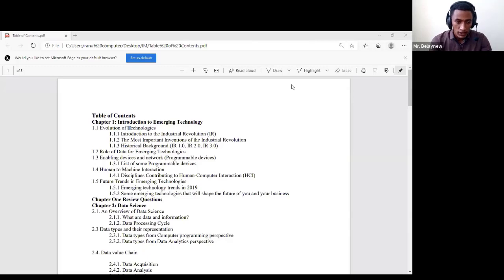So the second chapter is data science. In this one, we will discuss what we mean by data and what we mean by information. As we discussed before, information means processed data, or a meaningful form of data is called information. So the main purpose of a computer is converting data into information with high speed and high accuracy.